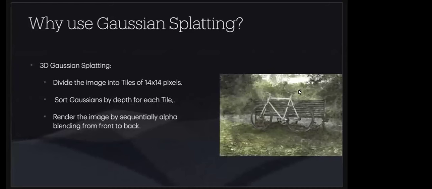So what exactly are we doing here with Gaussian splatting? Gaussian splatting has much less computational overhead from a rendering perspective, because it divides the image into tiles of 14 by 14 pixels, and then it sorts the Gaussians by depth for each tile. And then you'll be rendering these images by sequentially blending them from front to back. When I say blending them from front to back, you're basically sorting those Gaussians, and then trying to reconstruct the image as we want.